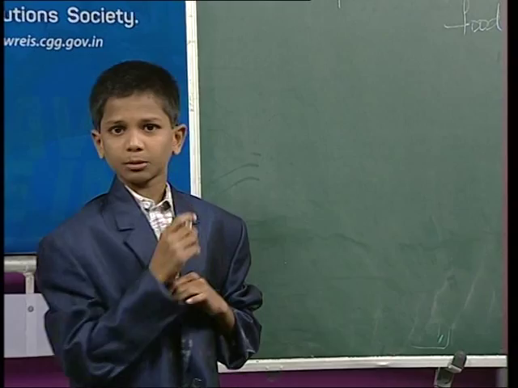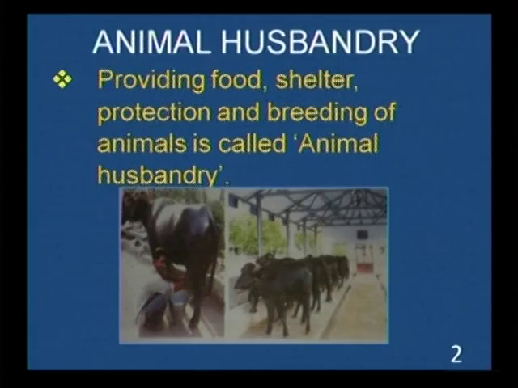In that, first we are going to discuss animal husbandry. Animal husbandry means providing food, protection and breeding of animals. See here in the picture, one dairy farm is there. In that, all the buffaloes are standing in a row. What are they doing? Yes, they are eating. What is their food? The grass is their food. Providing food and shelter, so this is called animal husbandry.